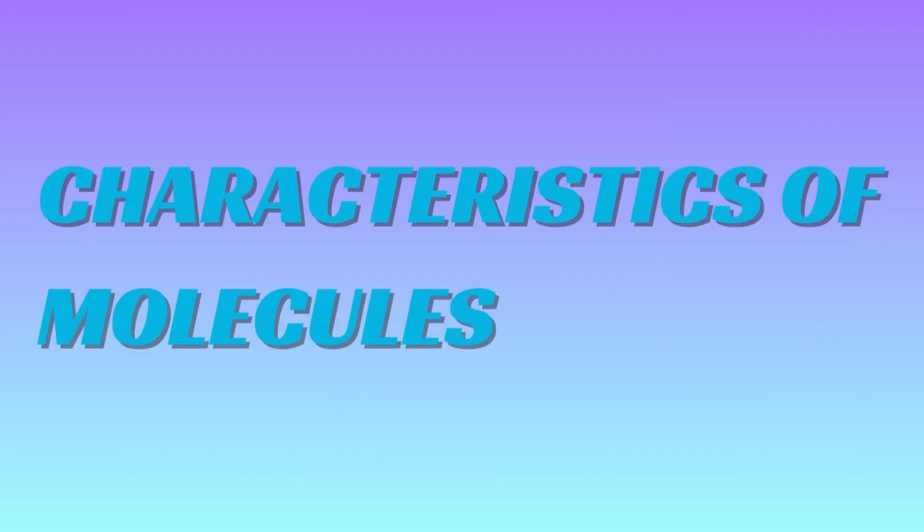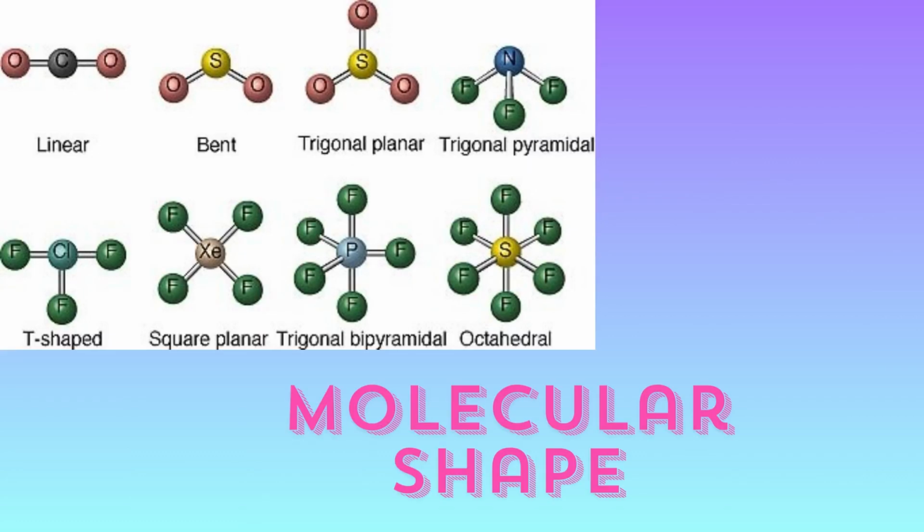Characteristics of molecules. Molecules have a variety of characteristics that define their properties. These include molecular shape. Molecular shape is the three-dimensional arrangement of atoms in space around a central atom. The molecular formula of a substance does not give an indication of its shape.